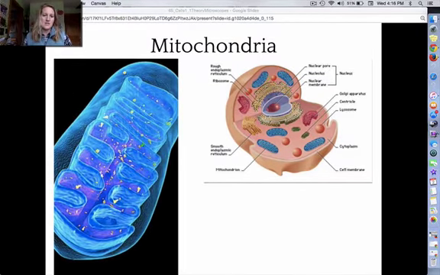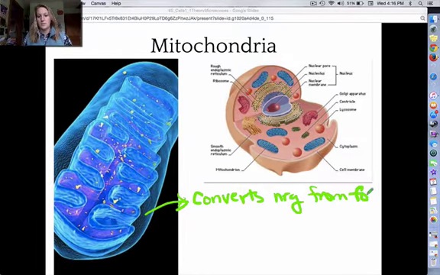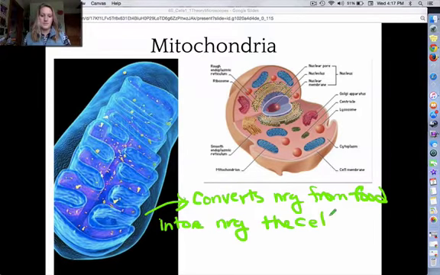This is what it looks like on the inside. It has this cool ribbon-like structure, and as you move into biology and cytology, you'll learn more about what is happening across these. But what the mitochondria does in general is it converts energy from food, hence why we must eat and eat healthfully all the time, into energy the cell must have to function.